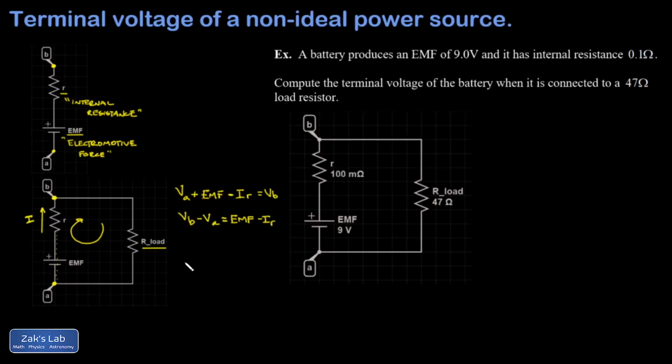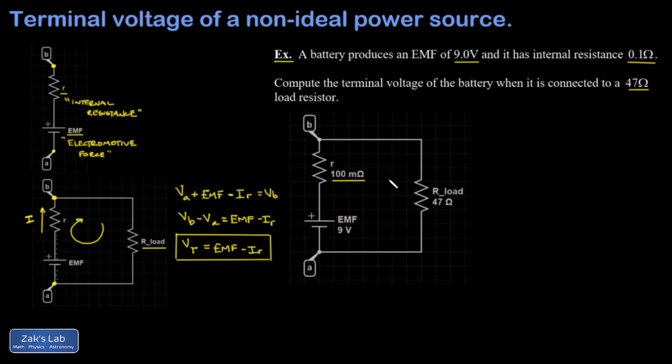And this difference, VB minus VA, that's the voltage across the terminals of the battery, and we call that the terminal voltage. Sometimes we'll use a VT for that. So we finish with a typical example of how you might be asked about the terminal voltage. We're told that a battery produces an EMF of 9.0 volts and has an internal resistance of 0.1 ohms. My software automatically turned that into 100 milliohms, but we'll just change it back. And we want to compute the terminal voltage of the battery when it's connected to a 47 ohm load resistor.